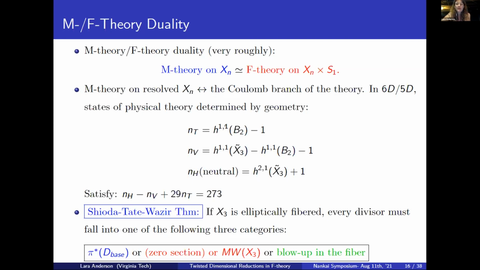In 6 dimensions, the multiplicity of the M theory solution, the number of states, the number of tensor, vector, and hypermultiplets that can be written down, it's very easy to do this field theory to geometry mapping. Anomaly cancellation has a simple form in 6 dimensions.